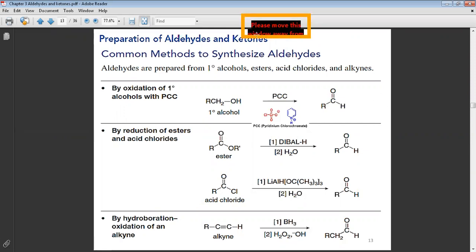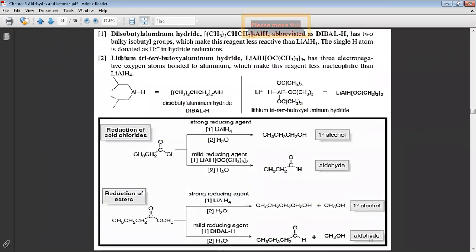Sorry, I'm talking about here. It will be further reduction, but here we use a mild reduction agent, less reactive than lithium aluminum hydride. Here, look, we just have a single hydrogen atom donated as hydride. We said before, hydride, hydrogen minus, makes the reduction of the compound to convert it to the aldehyde.